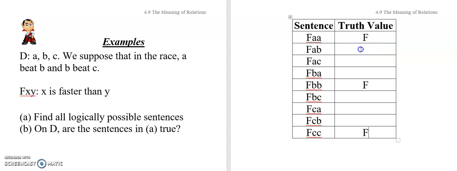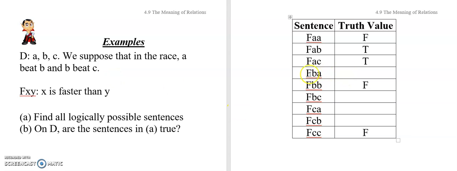Now, on this domain, is A faster than B? Yes, because A beat B. So that's true. Now, did A beat C? Well, you have to make a little bit of an inference here, and this is something we're going to discuss later. A beat B in the race and B beat C. Therefore, A beat C, because faster than is a transitive relation. So this sentence is going to be true based on a really quick deduction. We will talk more about that feature of relations later.